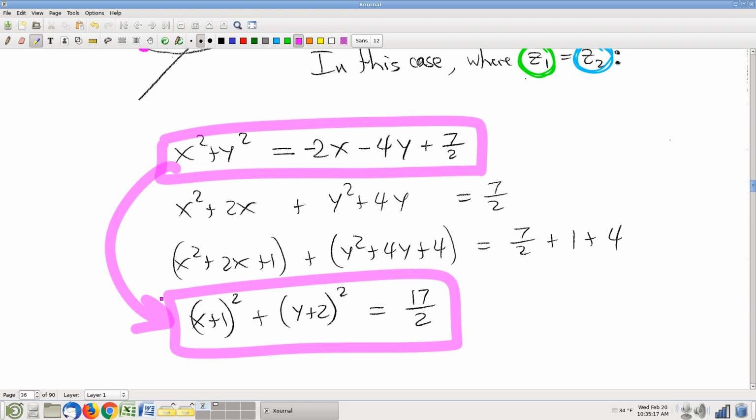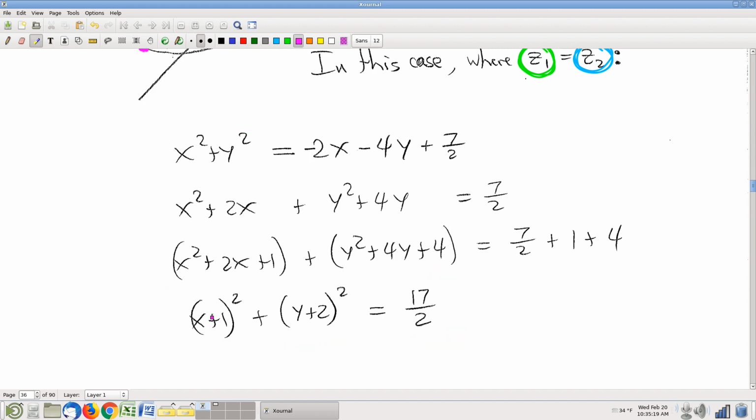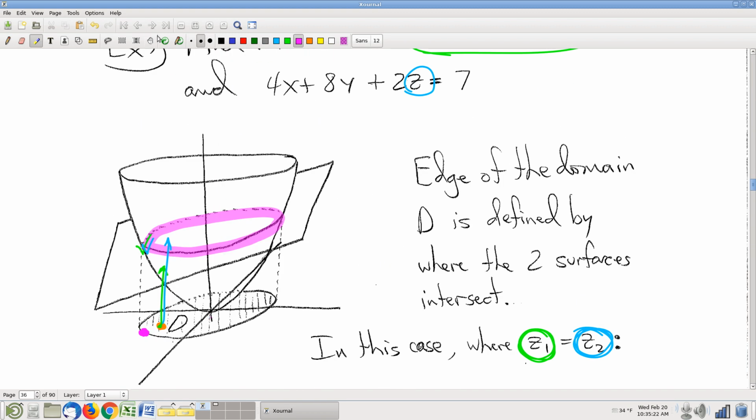For the height, we would use the height of the plane. Use the what? We would use the plane as like f of x, y.